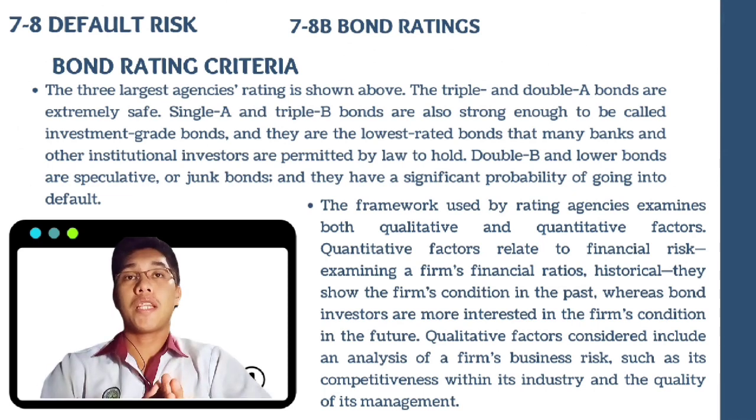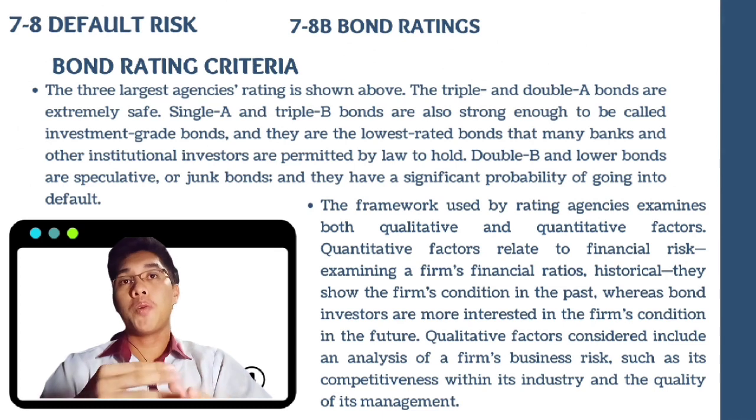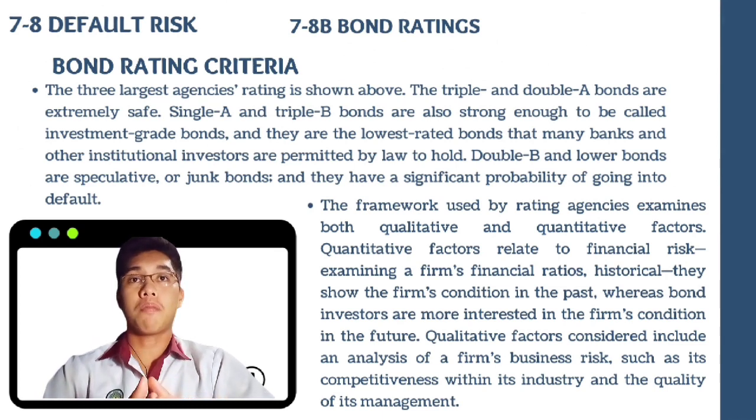There are three determinants of bond ratings. Yung una po is yung financial ratios. All of the ratios are potentially important, but those related to financial risk are key. The rating agency's analysts perform a financial analysis along the lines discussed in Chapter 4 and forecast future ratios along the lines described in Chapter 16.